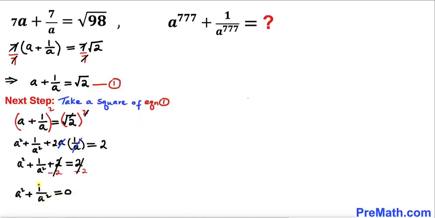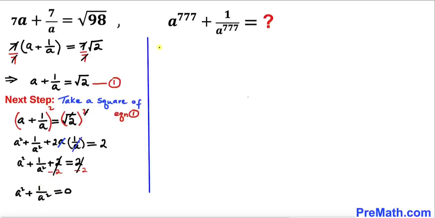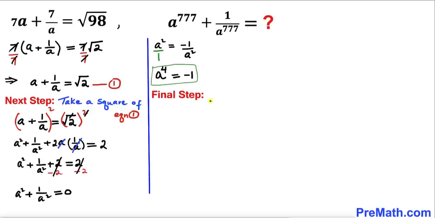Now let's move this 1 divided by a squared to the other side. So we get a squared equals negative 1 divided by a squared. Now let's make a fraction on the left hand side by just putting a 1 underneath, and let's cross multiply. So a squared times a squared gives us a to the power 4 equals negative 1. And here's our final step.